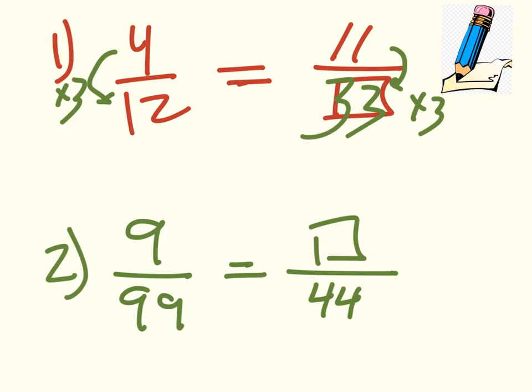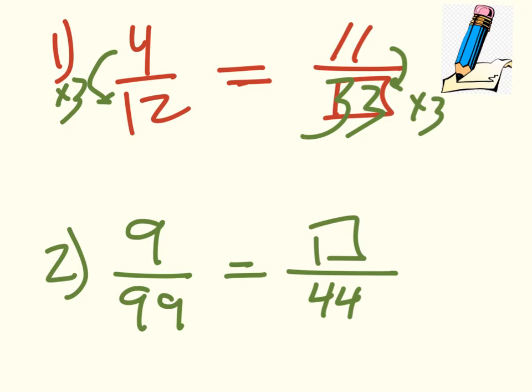Also in your notes, please set up 9/99 is equal to blank over 44, so we can see that we can do some reversals. Since I don't know this numerator, I'm really not going to be looking for a multiplier between 9 and 99, because I'm going to be looking for a divisor, because I want to start here at 44, divide by something to end at something.